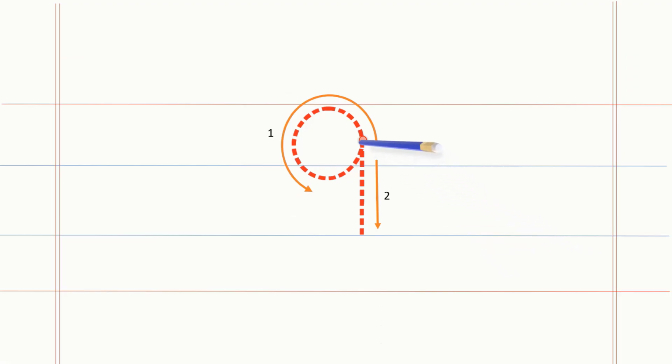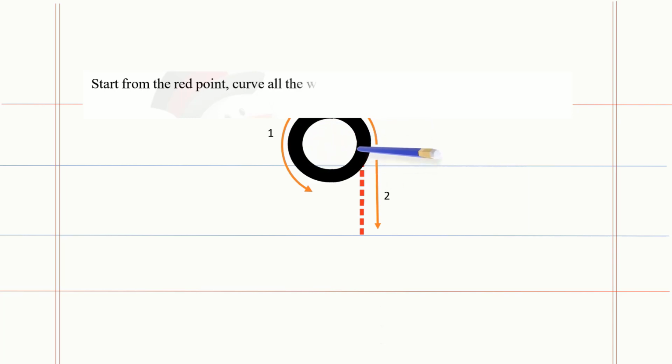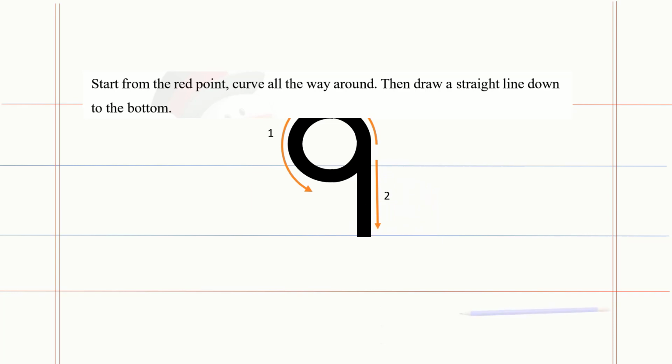Write number 9. Write number 9 on the board and give instructions. Start from the red point. Curve all the way around. Then draw a straight line down to the bottom.